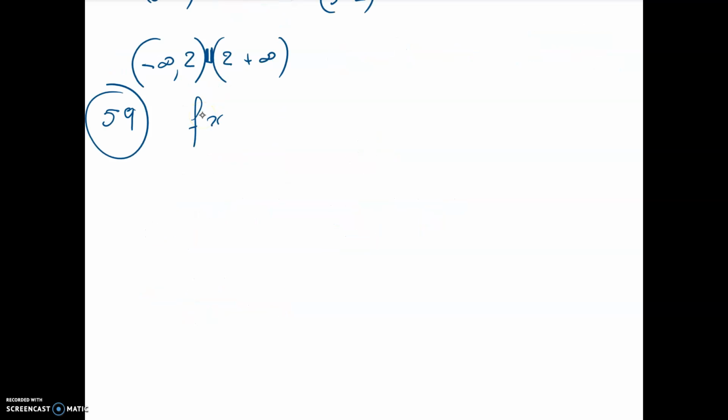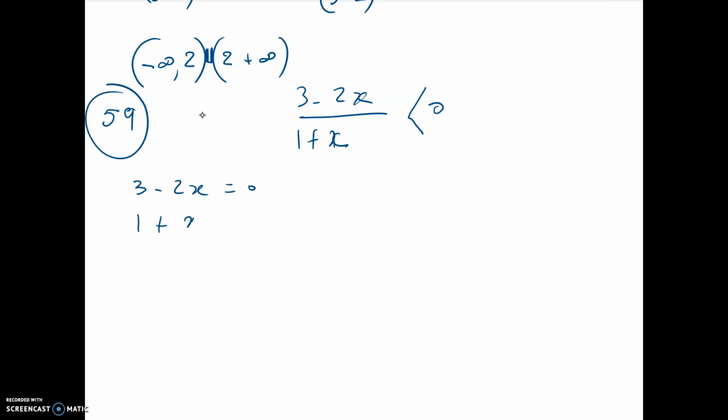Alright, so in this problem number 59, that will be the last one, we have f of x equals (3 minus 2x) divided by (1 plus x). And we are just basically studying the inequality less than 0. So the first thing I want to do is pretend that 3 minus 2x equals 0, and then 1 plus x equals 0.